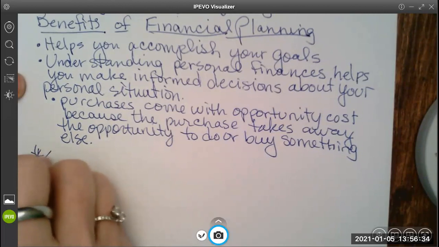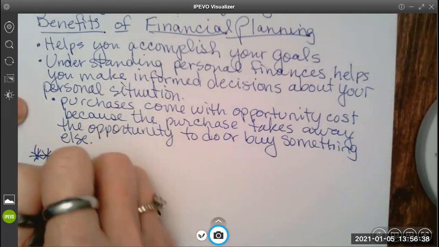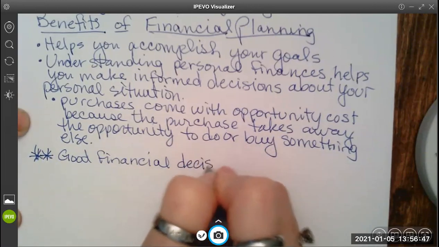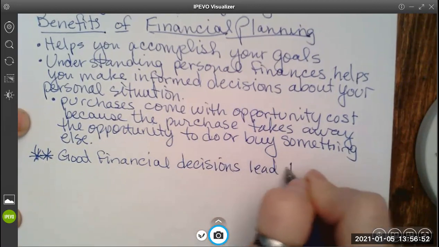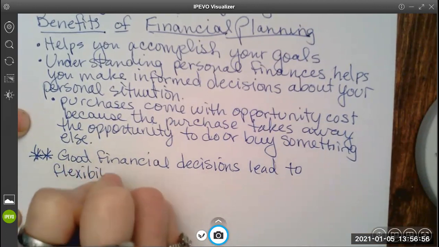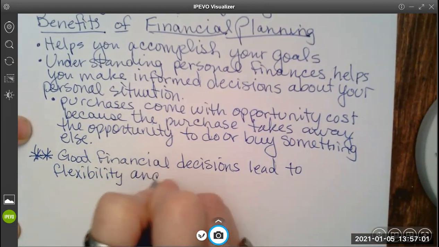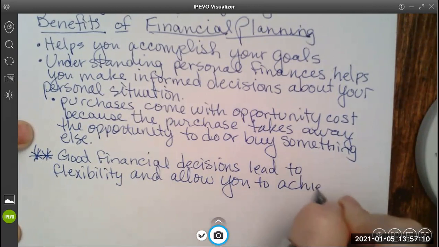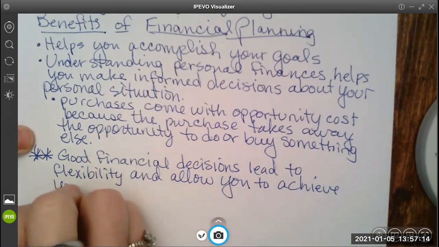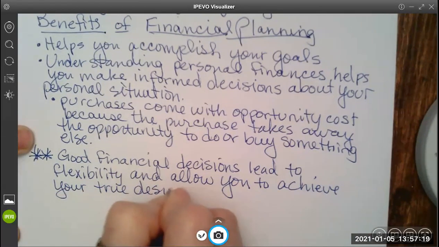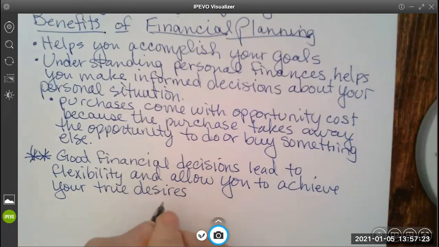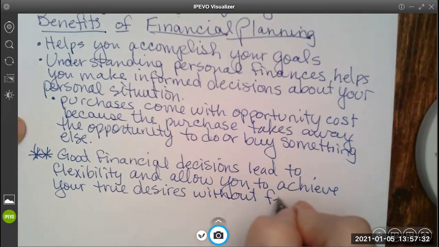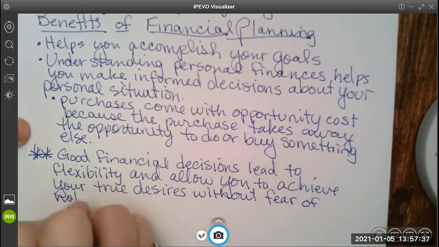So critically, this is a big key, double star. Good financial decisions lead to flexibility and allow you to achieve your true desires without fear of not being able to pay for it.